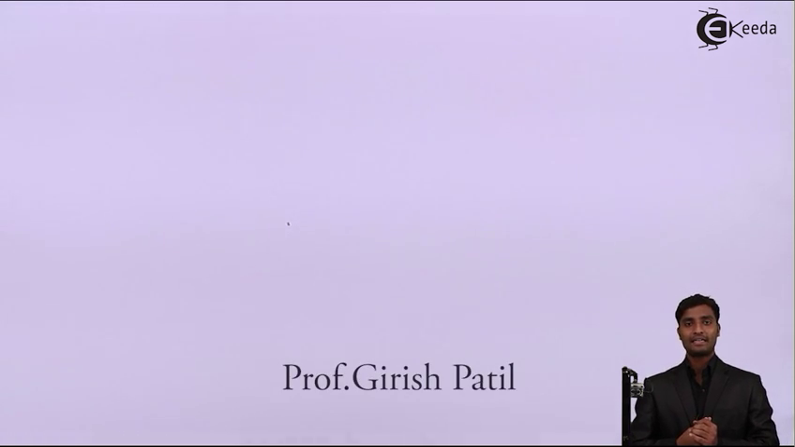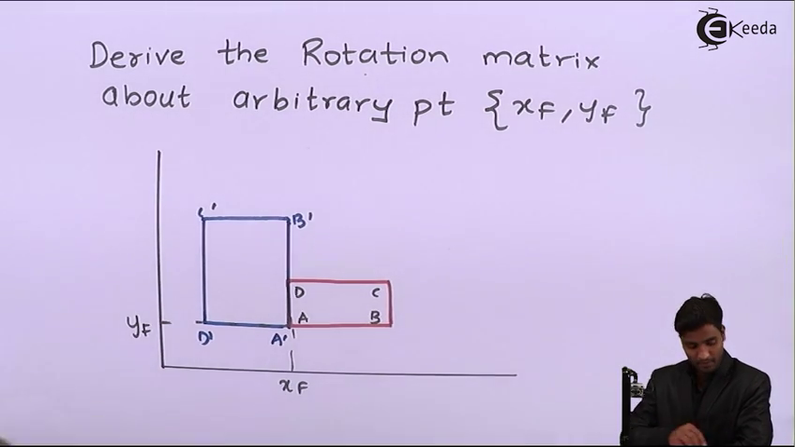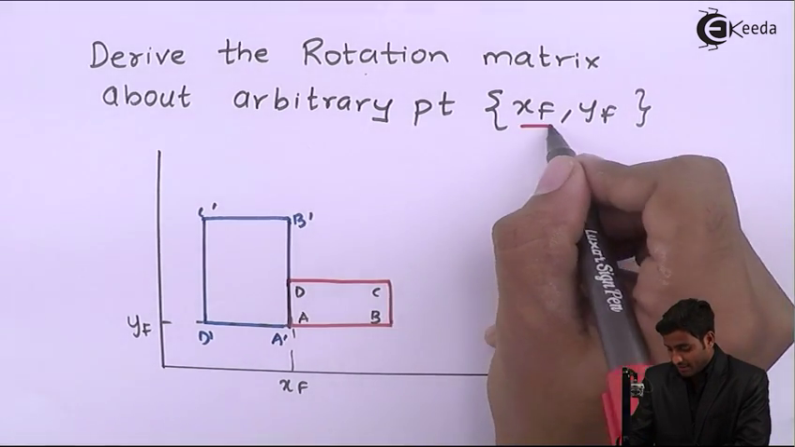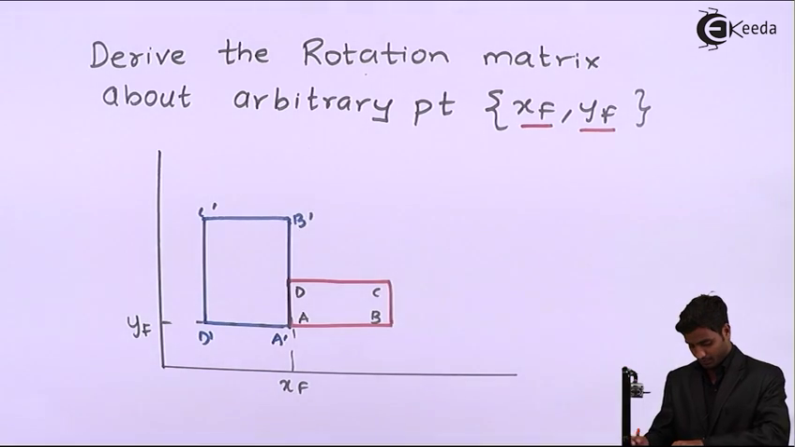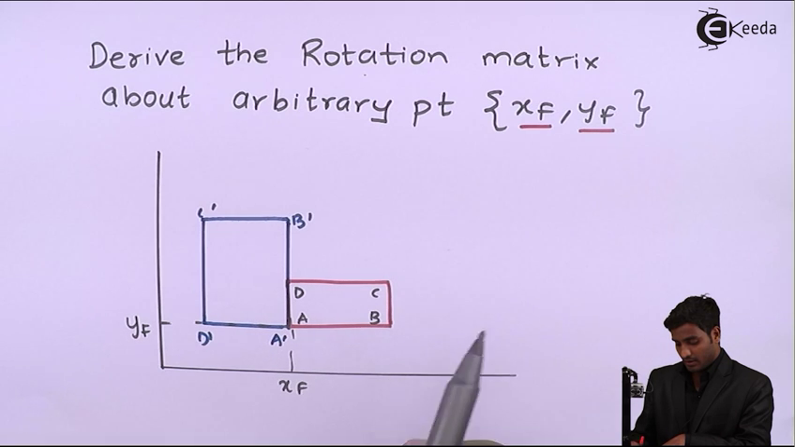Hello friends, today we will derive the rotation matrix about an arbitrary point xf and yf. So we will rotate a figure about the arbitrary point xf and yf. This is the object which is to be rotated about this arbitrary point xf and yf.